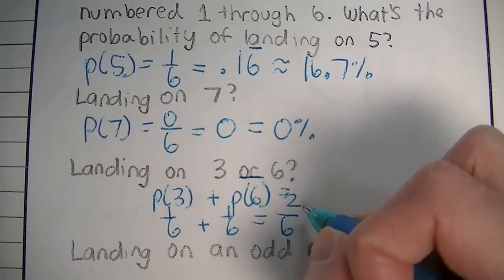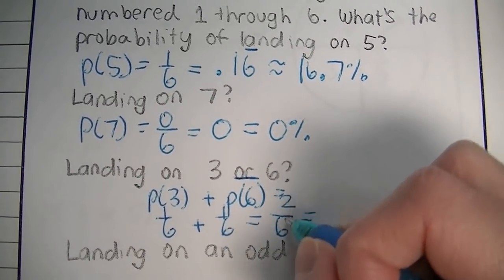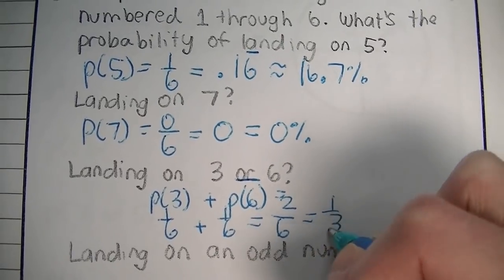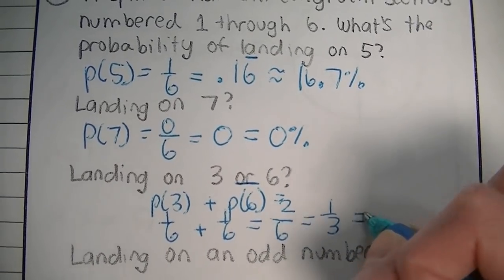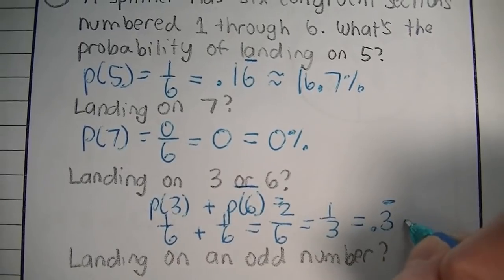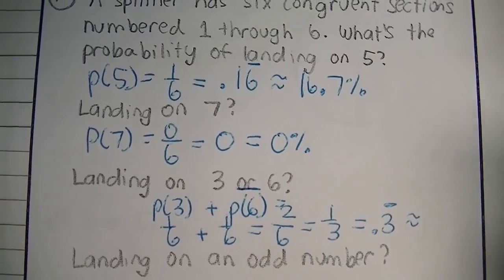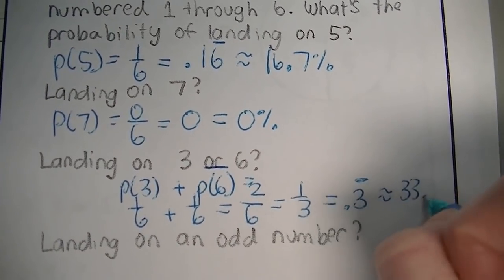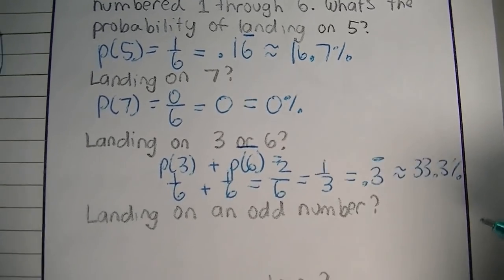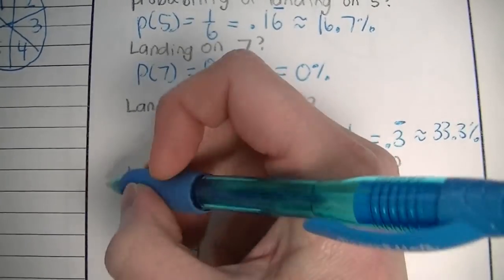And we can totally simplify that. 2/6 simplifies down, dividing by 2, to 1/3. So that would be 0.3 repeating, which is approximately, I'm going to round to the nearest tenth again, about 33.3%. Okay? All right, what's the probability of landing on an odd number?